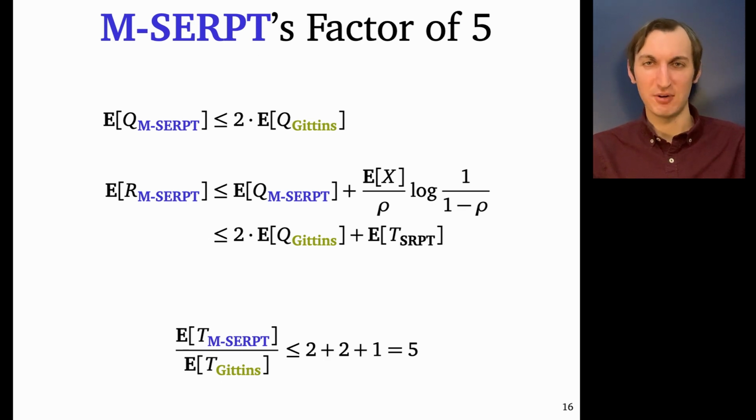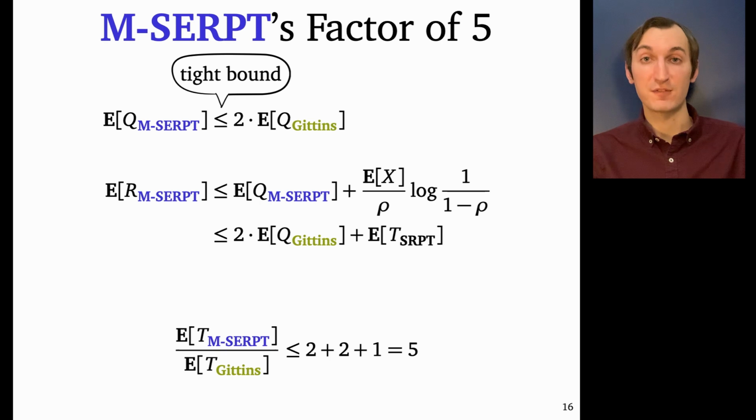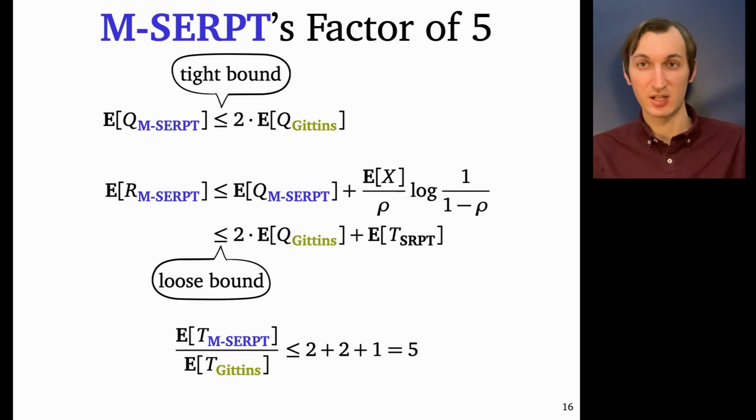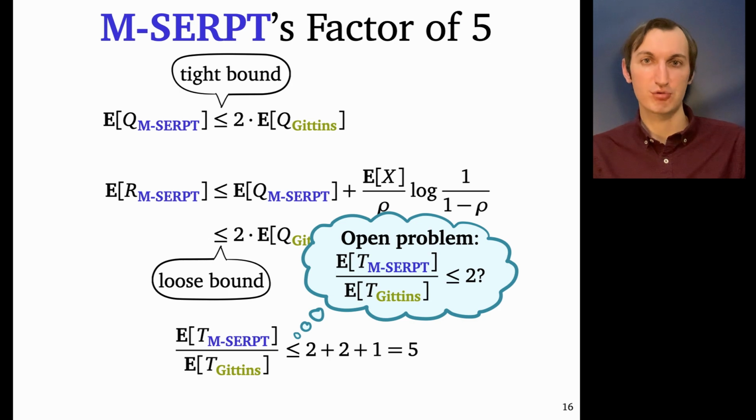So we might be wondering now, is there an opportunity to get a smaller factor? It turns out that the first step of our proof is tight. There's no way to get a smaller factor over all job size distributions for the Q part. We have an example that attains this factor of 2. However, the R part has a loose bound, so we think there's some opportunity to improve here. We haven't actually observed any tight example for this second step. And in particular, we conjecture that the true approximation ratio of M-SERPT might be as low as 2.